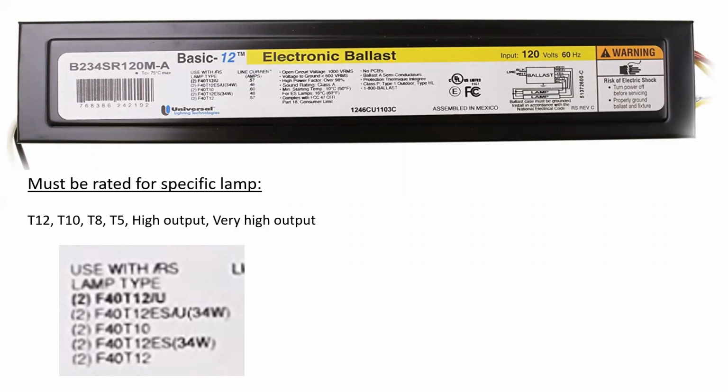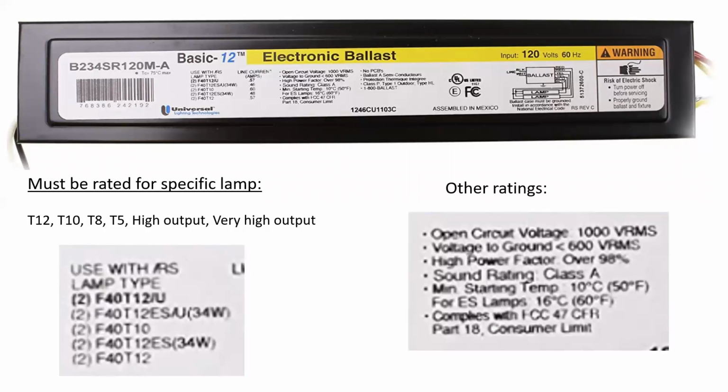Some ballasts are able to operate either a T8 or a T5, but most are specific to the type of lamp that you're utilizing. There's lots of other ratings. One of them I want you to be aware of here is open circuit voltage. This would be the voltage available at the tombstones if we had no lamps connected into the circuit and if it was energized. That's 1,000 volts.